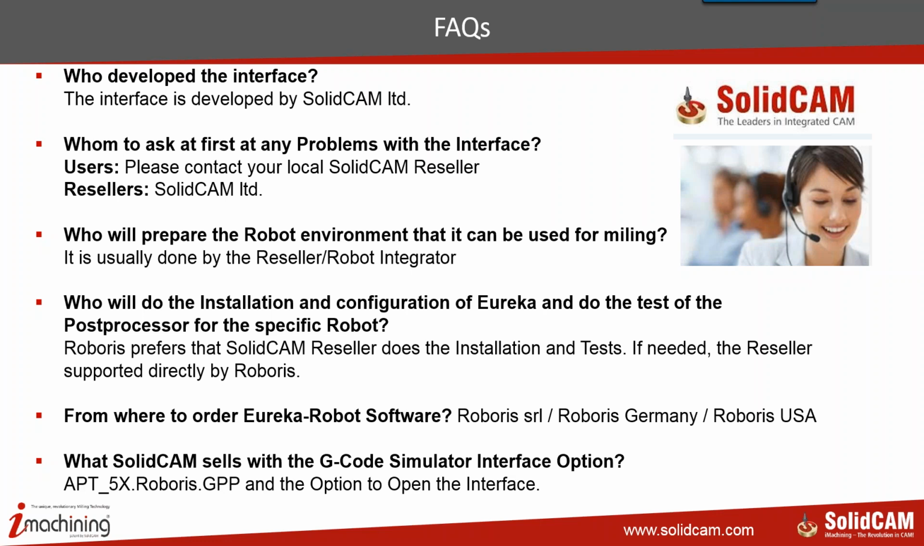In the beginning, I talked about the robot environment. Who prepares the robot so that you can mill with it? Usually it's done by the reseller of the robot, or they call it a robot integrator. So far, you can buy a robot from KUKA, and the robot comes and nothing is working. And then there are some sub companies, specialists in making the installation of the robot, setting up the robot, and doing that kind of integration, the calibration and so on.